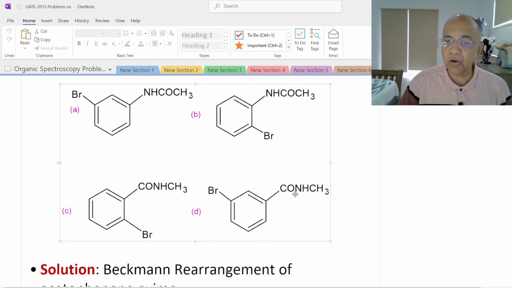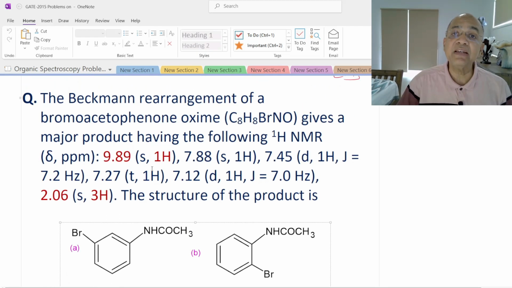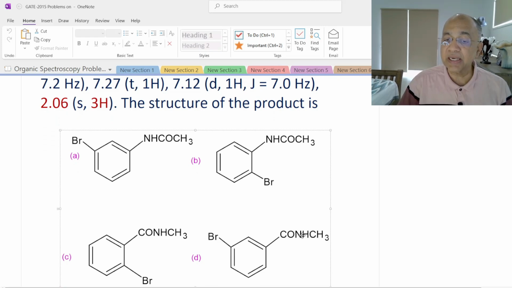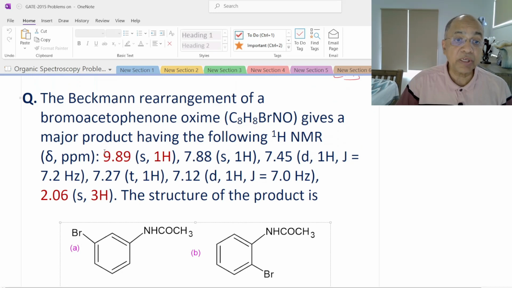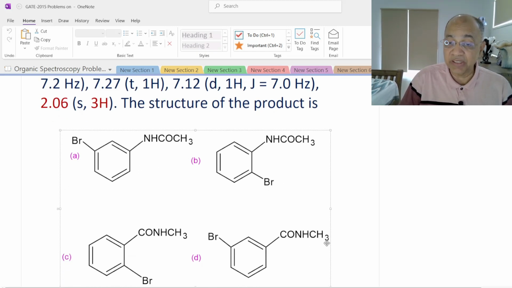Had it been this compound, the lone pair is not directly bonded to the benzene ring, so the extent of deshielding is less. This is about 8.5, but this is 9.89. This is a highly deshielded NH environment, and this is not. So that is less than 8.5, but in our case it is 9.89, which is also complementary proof that this is the N-phenyl compound, not the N-methyl compound.